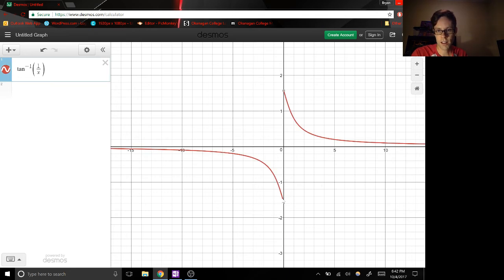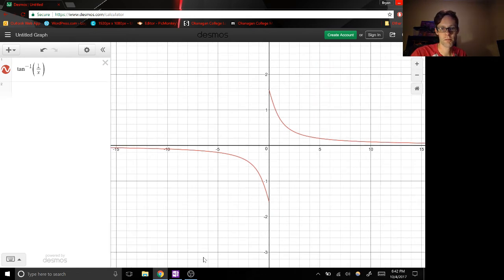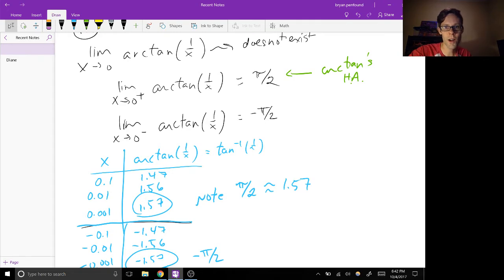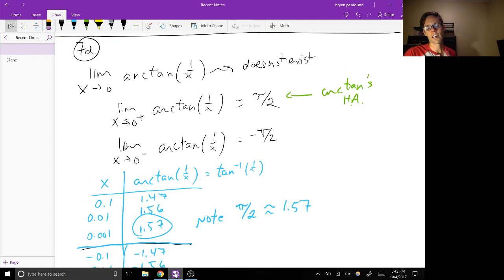But there it is. As I get closer to 0, I'm getting closer to that -1.57. And as I get closer to 0 from this side, it's tending towards positive π/2. That's crazy. Okay, cool. I never knew what that function looked like. All right, so there is the work. A chart or a table here is probably the easiest way to try to figure this one out.